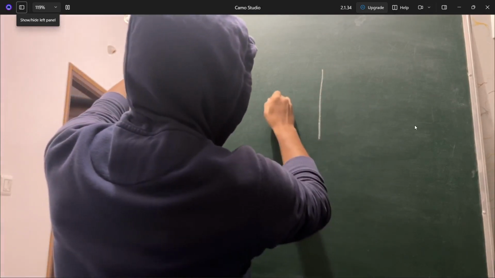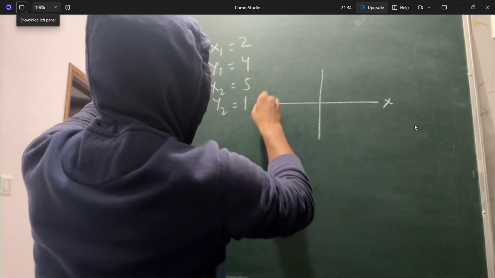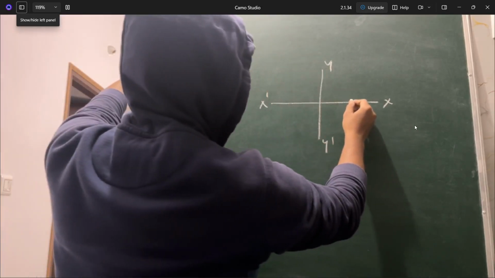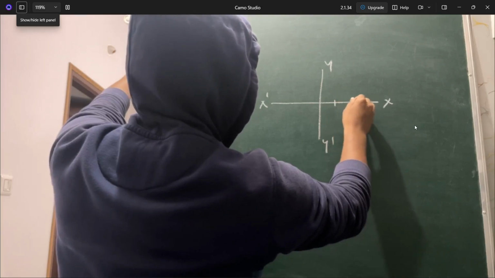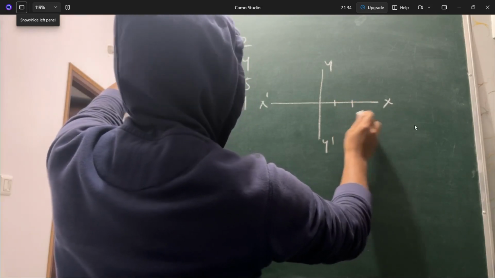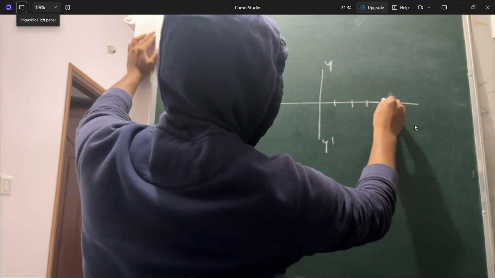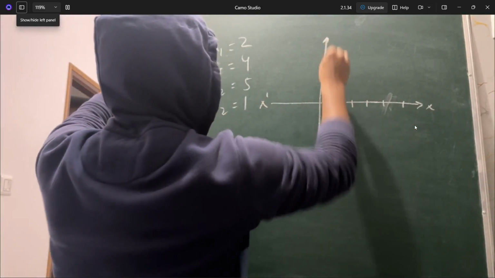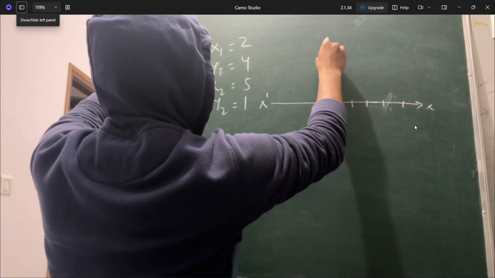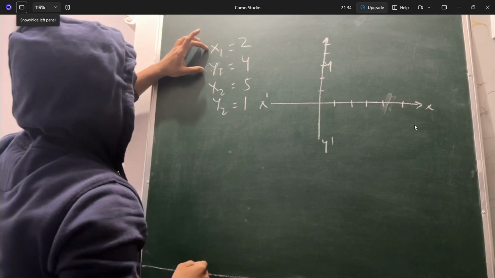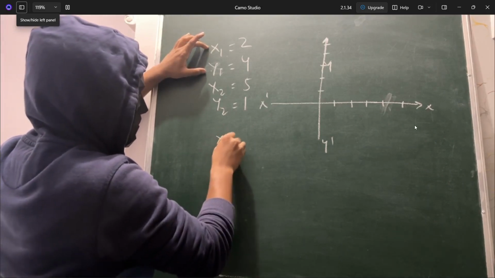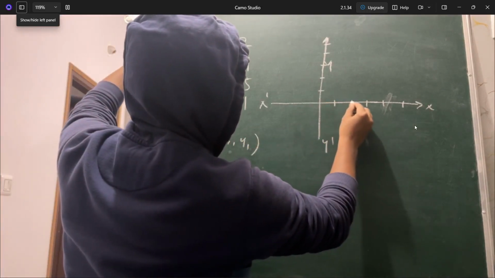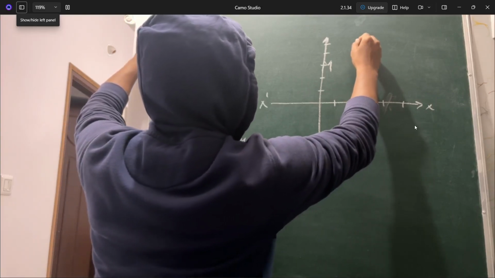So if you try to draw a Cartesian plane, this is x, this is x dash, this is y, and this is y dash. So let's say this is 1, this is 2, this is 3, this is 4, and this is 5. And y is basically 1, 2, 3, 4, 5 I'm taking. The first point is x1 comma y1, which is 2 comma 4. This is 2 and this is 4. So first point is here, 2 comma 4.